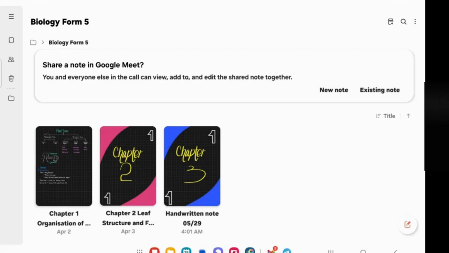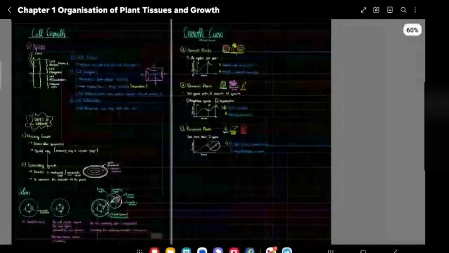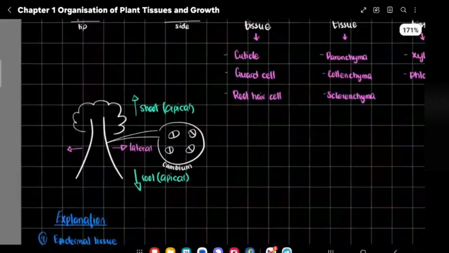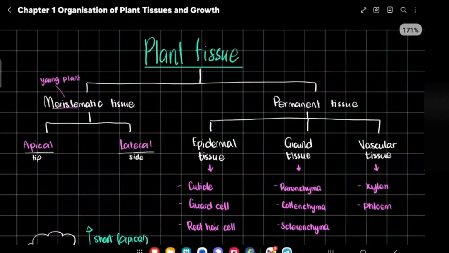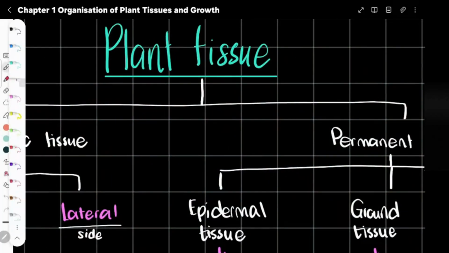So for today's class, we will do revision on chapter 1 for biology, which is the organization of plant tissue and growth. This topic is quite confusing for beginners because there's a lot of new information that you're going to learn, right? So for plant tissue, first of all, you have to understand, what is a tissue?